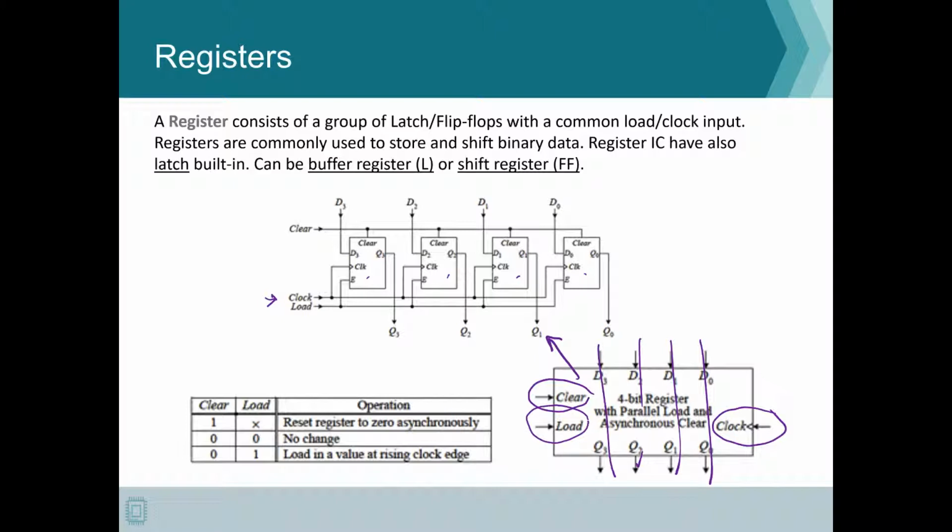So here is the truth table of your 4-bit register. As you can see, when clear is 1, it resets all the registers to 0. When clear and load are equal to 0, then there is no change, and whenever your load is equal to 1, then on the rising edge of the clock, the values on your inputs are loaded to your outputs.